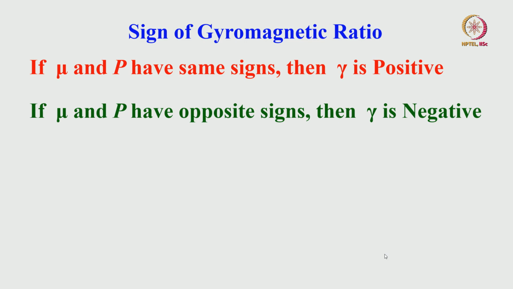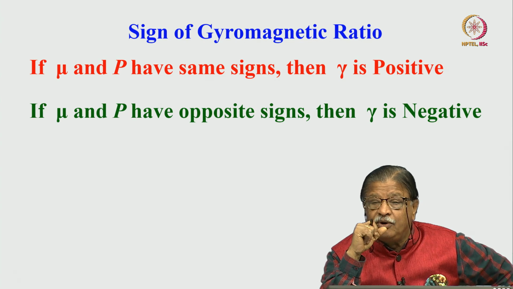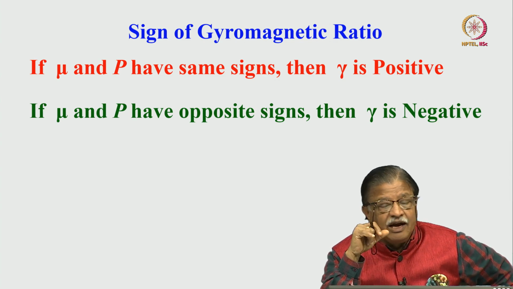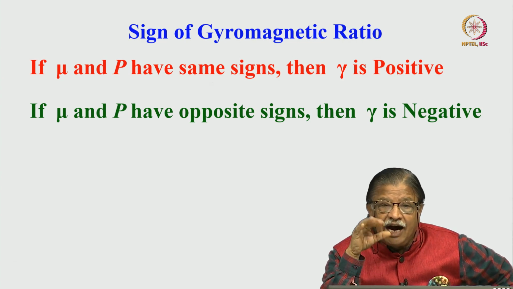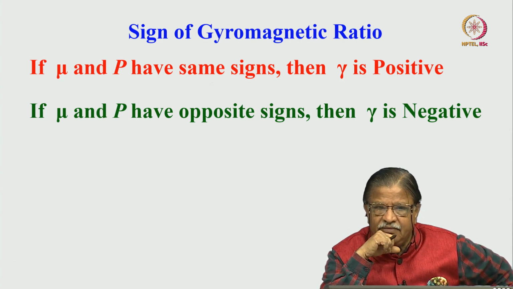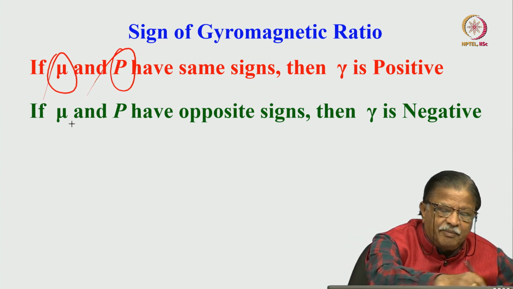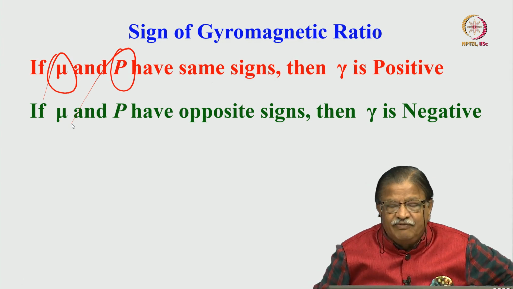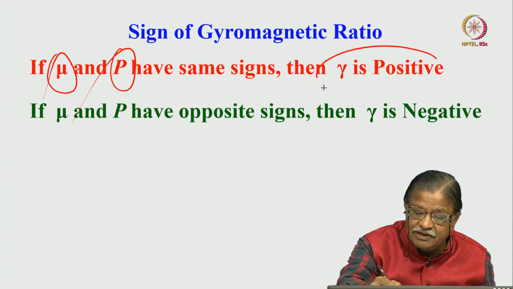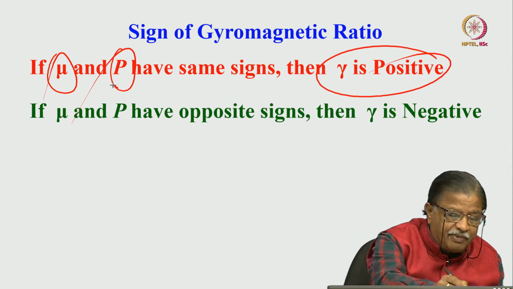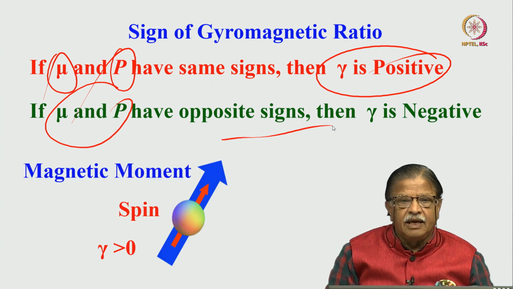Now, I want to introduce one term called the sign of gamma. Remember I told you about precession frequency, nu; gamma is the gyromagnetic ratio for a given nucleus. Now, this gamma has a particular sign. If I know the magnetic moment mu and the angular momentum p, if both of them have the same sign, then gamma is positive. If mu and p have opposite signs, gamma is negative. This is what it is.